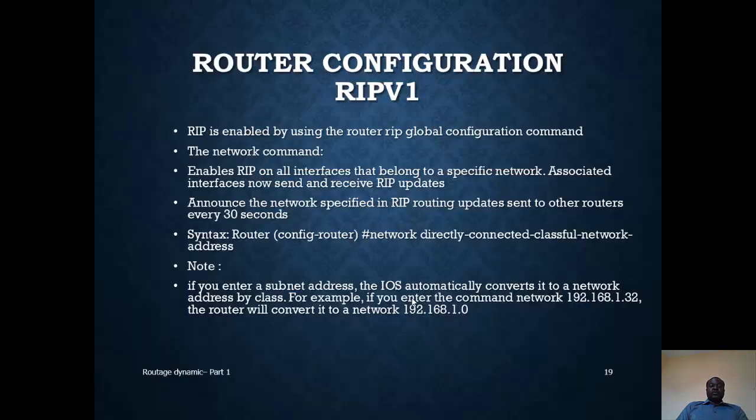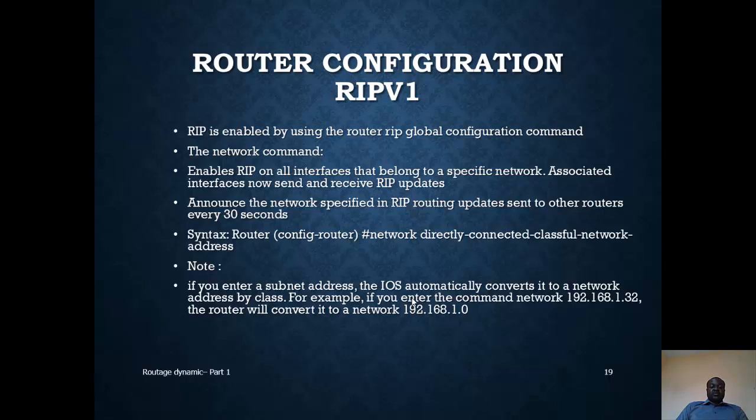Okay, now router configuration in RIP version 1. RIP is enabled by using the router RIP global configuration command, then the network command, which enables RIP on all interfaces that belong to a specific network. Associated interfaces now send and receive Routing Information Protocol updates, and announce the network specified in RIP routing updates sent to other routers every 30 seconds.